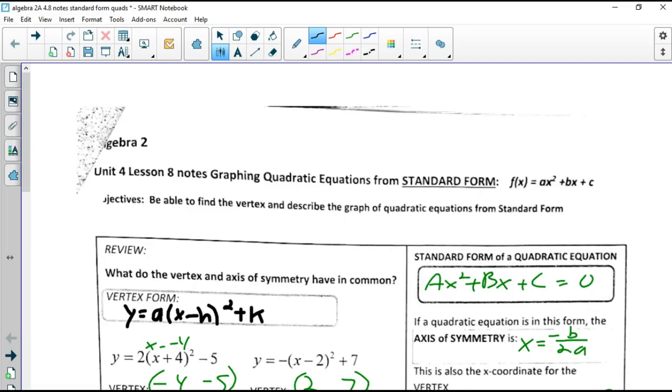Vertex form is already in the notes, pre-printed. Here it is right here again. If something comes up later in the video, that's because I had to change it, because I accidentally put the wrong one in.